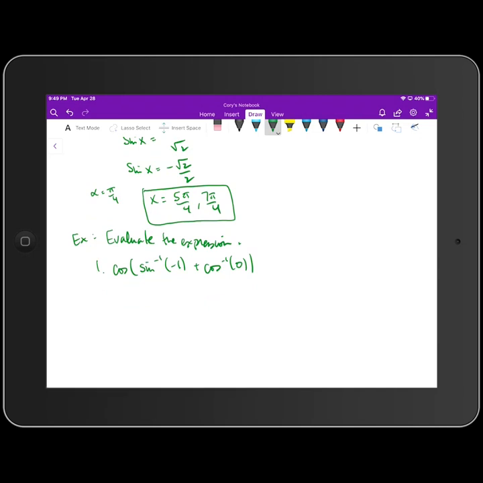Okay, so 2 more examples to close out where directions ask us to evaluate the expression. I want to see you guys give this one a try, so go ahead and pause the video and then start it up once you've worked it through.